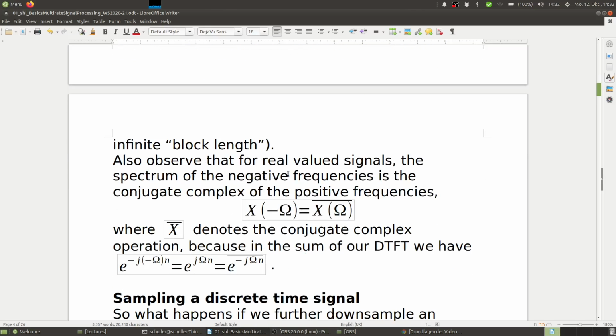Also observe that for real valued signals, the spectrum of the negative frequencies is the conjugate complex version of the positive frequencies, right? So here the spectrum of the negative frequencies is obtained as the conjugate complex version of the positive frequencies. And you can see here that indeed negative frequencies are not exactly the same as positive frequencies in this case because of this conjugate complex operation.